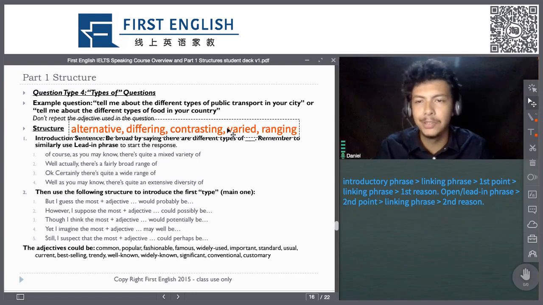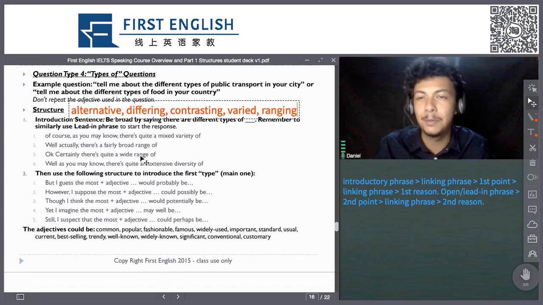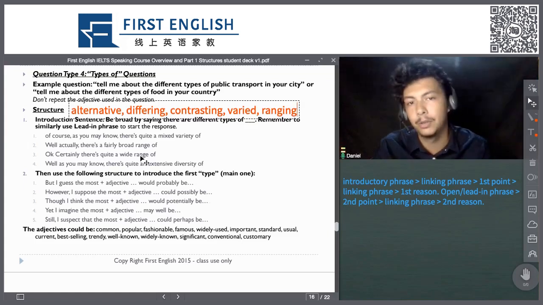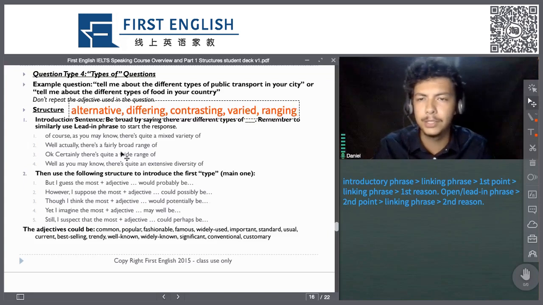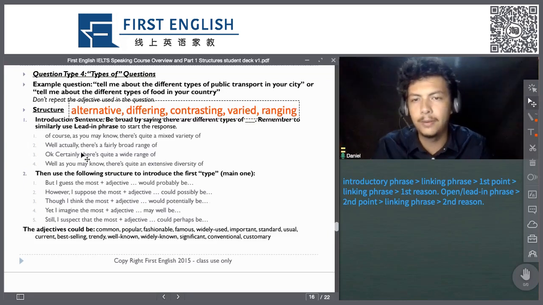But again, as you could probably have guessed, this structure is going to continue along the exact same lines as what we've already talked about. We're going to have an introductory sentence. And here, it's also important to note that we want to be a little broad, right, by saying there are different types of whatever the question is asking. And so we're going to start our response by saying, of course, as you may know, there are quite a mixed variety of, well, actually, there is a fairly broad range of, okay, certainly there are quite a range of, so on and so forth.